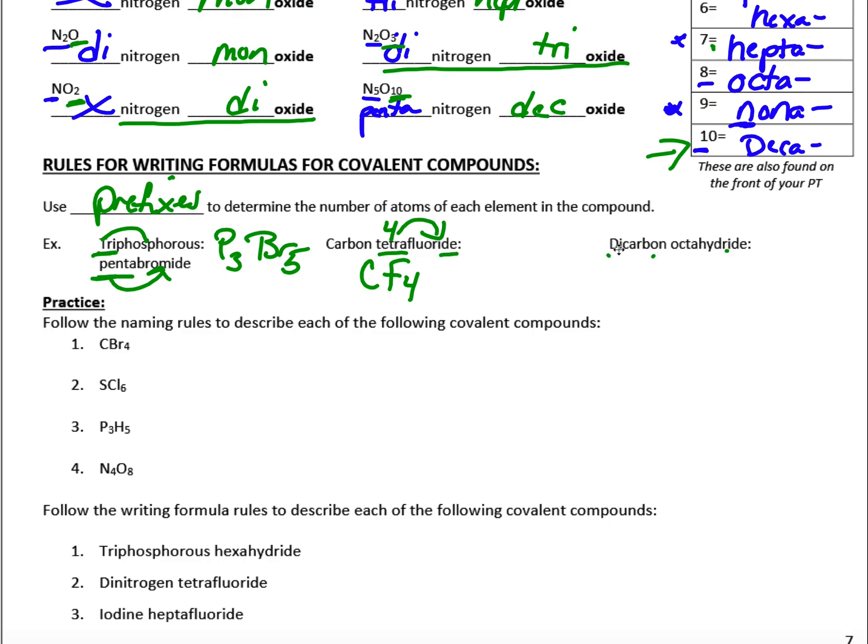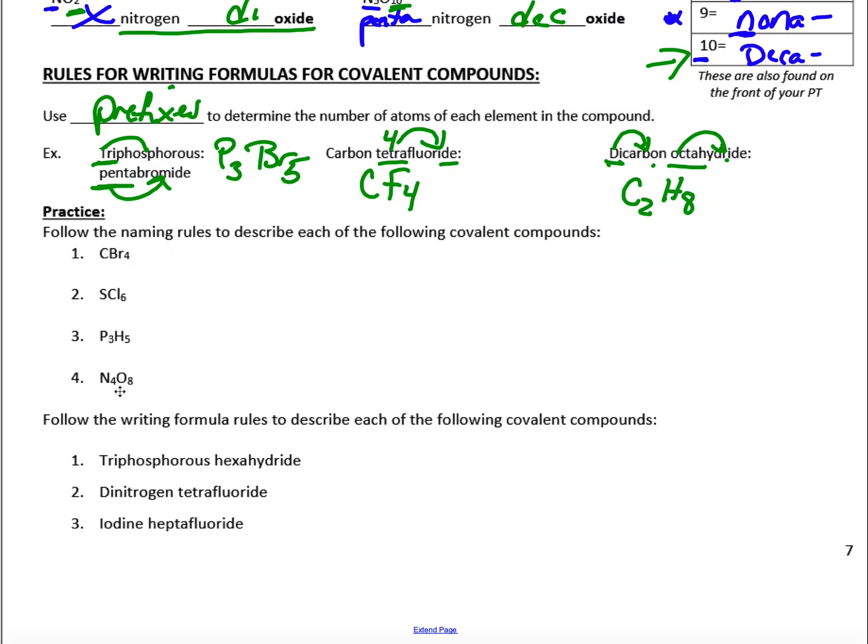Dicarbon octahydride. Di means 2. 2 of these. Carbon with a little 2. Octa is 8. 8 of what? 8 of hydrides, which is really hydrogen with the ending changed to ide. That's it. There's no crisscrossing. There's no worry about charges. They don't make charges. You just use the prefixes. So hit pause, try these guys out, and then you can check your answers and see how you did.